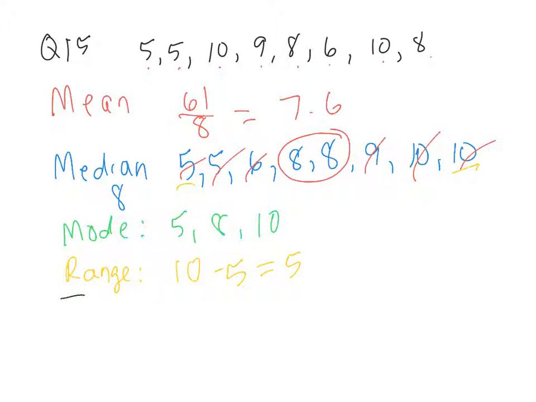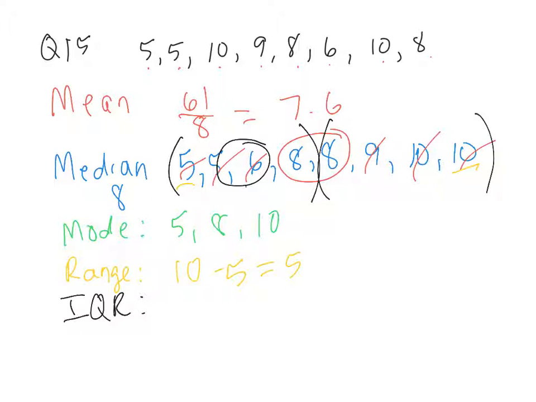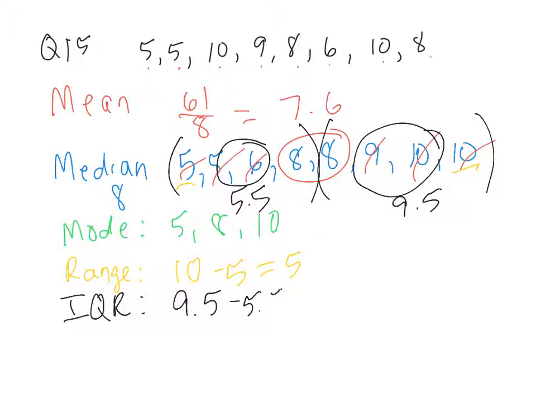And we have the interquartile range. It's where you split both sides equally. Find the middle number. Halfway here is 5.5. Halfway between 9 and 10 is 9.5. 9.5 minus 5.5 equals 4.